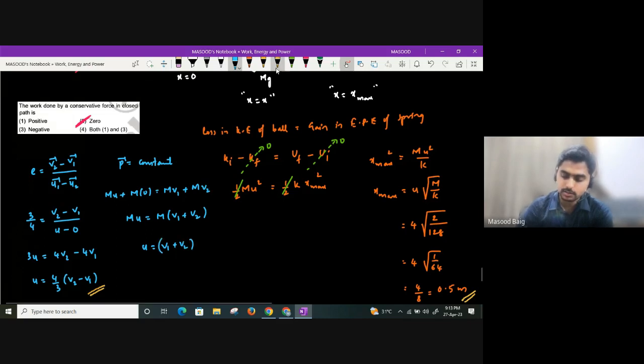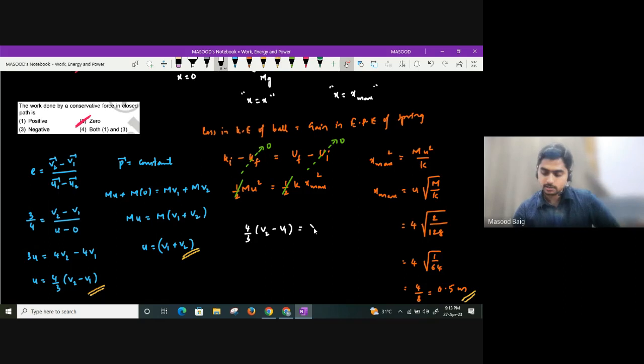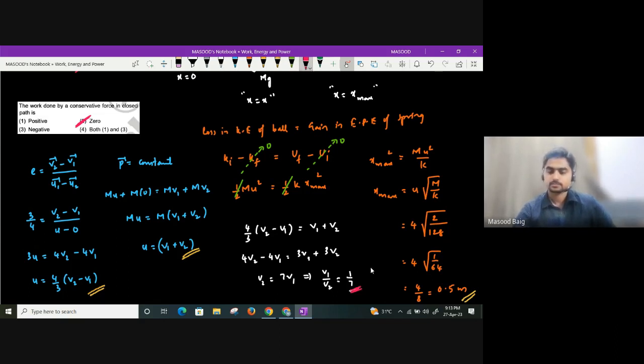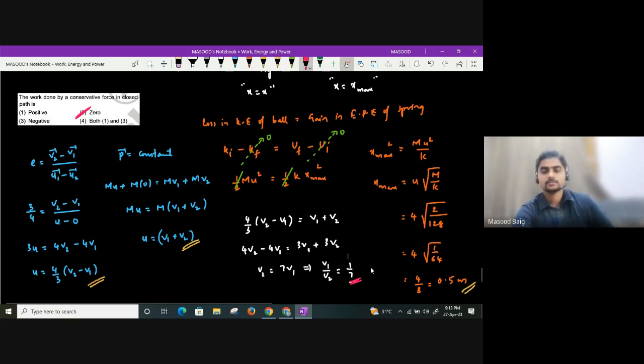As you can see, the left hand sides of both equations are the same. Can I equate the right hand sides or not? So 4 by 3 (v2 minus v1) equals v1 plus v2, which turns out to be 4v2 minus 4v1 equals 3v1 plus 3v2. So I get v2 as 7v1, which implies v1 by v2 will be 1 by 7. Clear everyone? Understood all of you?